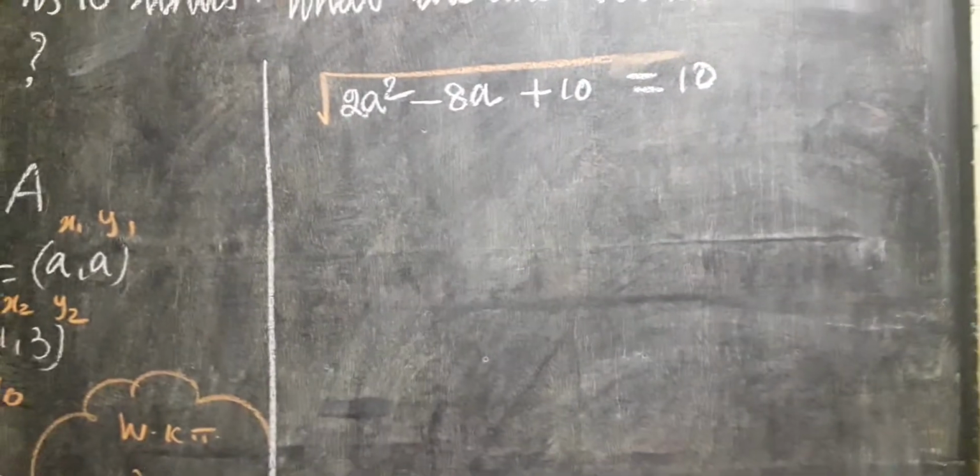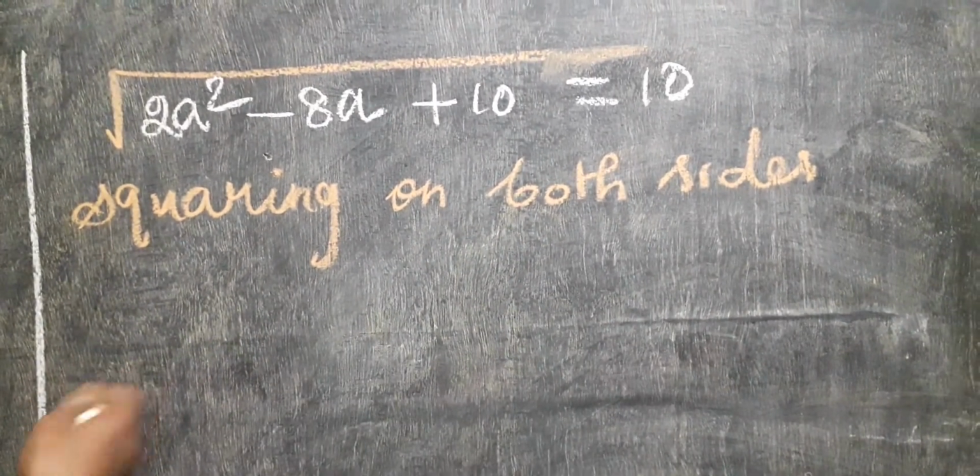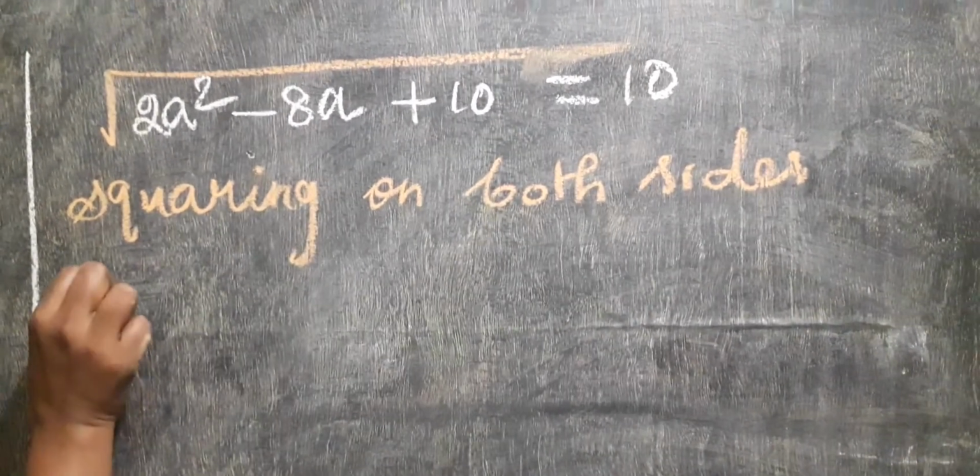Next, we have to apply the next step. Squaring on both sides. Squaring on both sides means you have to write the given value.